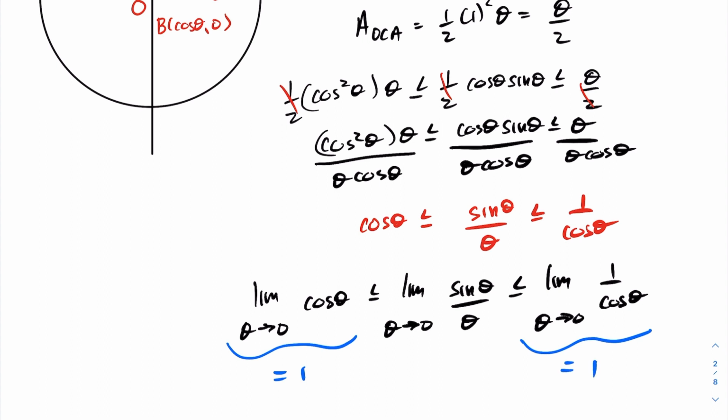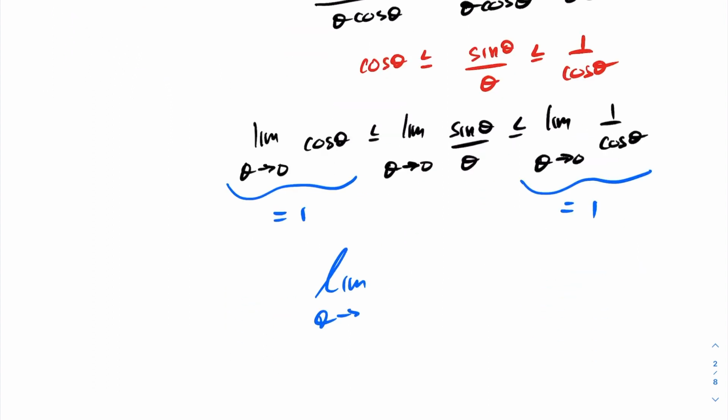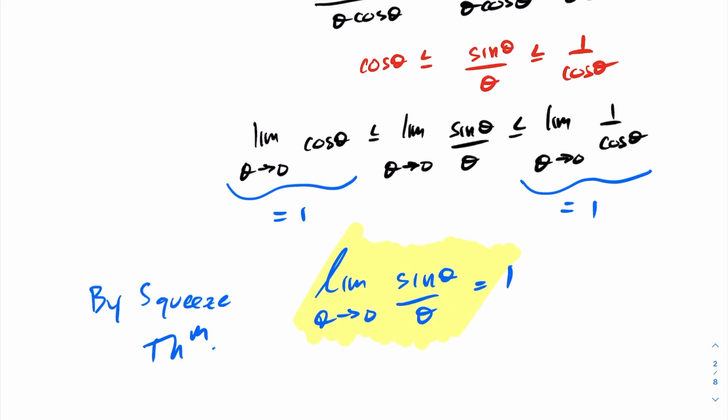So therefore, by the squeeze theorem, we have the limit as theta goes to 0 of sine of theta over theta is equal to 1. We've now got a very important result that we can use to solve limits of trigonometric functions. Let's take a look at some examples.